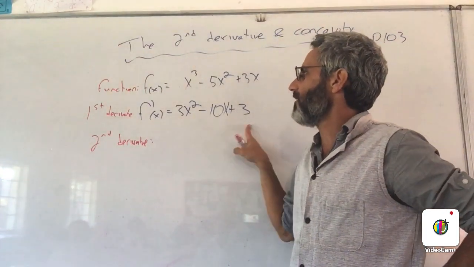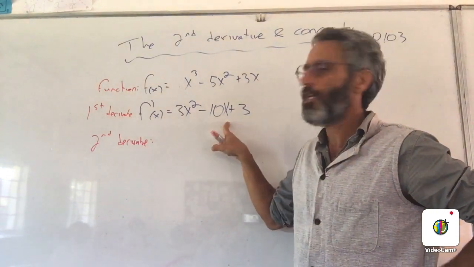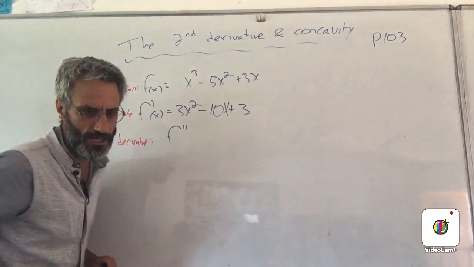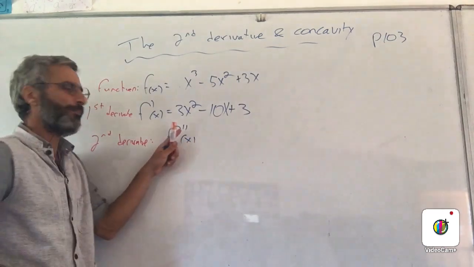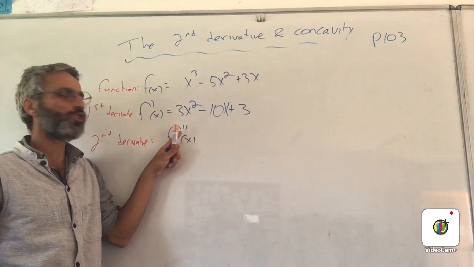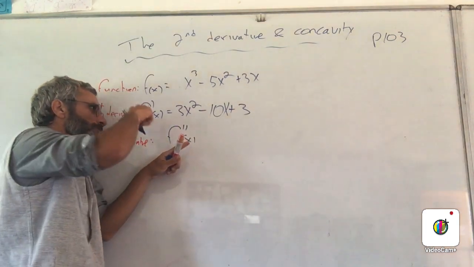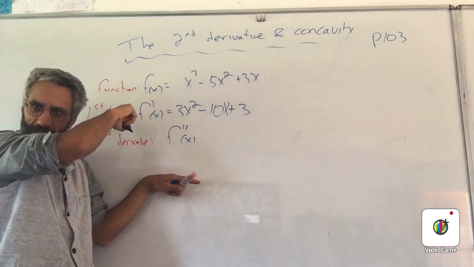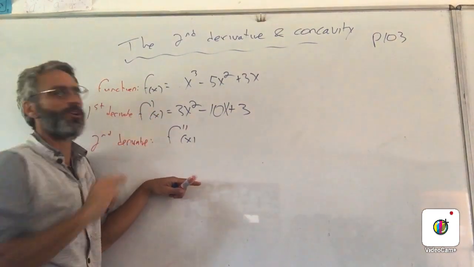The first derivative in itself is a function. It's something of x. So nothing stops us from finding the second derivative. For the second derivative, we simply put another prime to show that we do another derivative. The second derivative is the derivative of the first derivative.